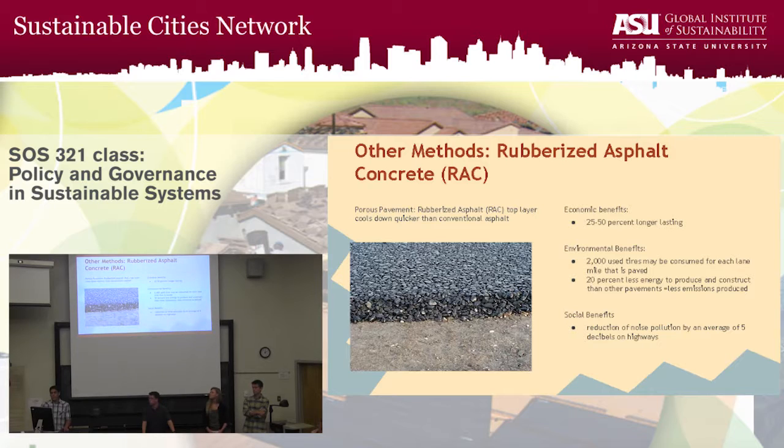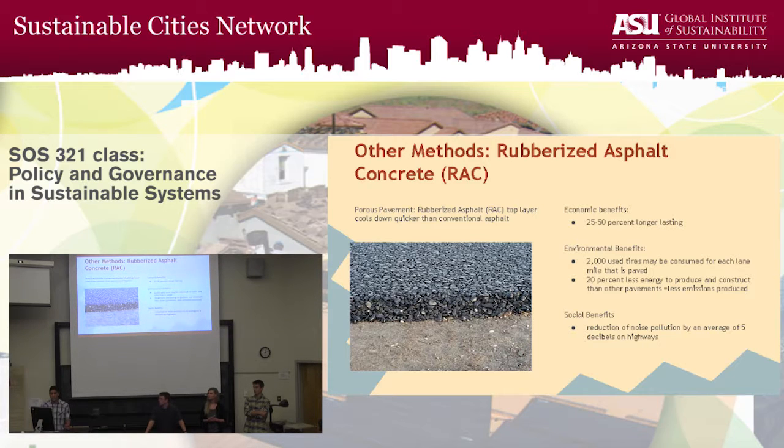Some economic benefits of this are that it lasts up to 50% longer, so you save a lot of money on maintenance costs and construction traffic. Environmental benefits: in Maricopa County we use and throw away about 2 million tires every year, and that can pose a fire threat as well as being a waste of space. For every lane mile that's paved, we can use up to 2,000 tires, so it's a very good use for that. You also use less energy, which equals less emissions to produce this material.